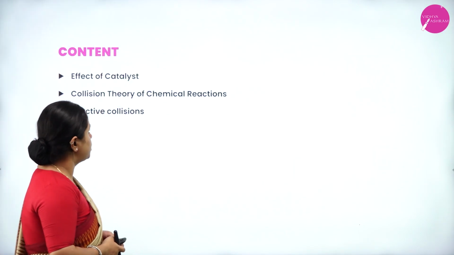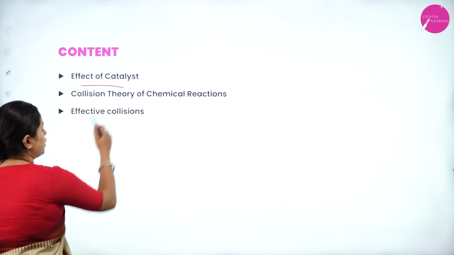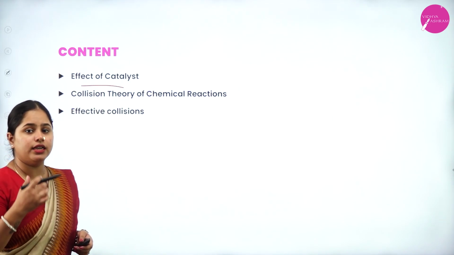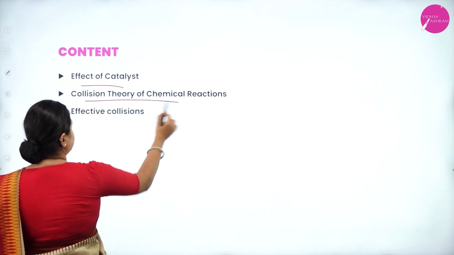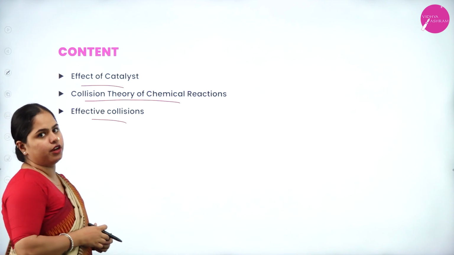So today I'm back with the last session of the chapter Chemical Kinetics. In the last session we discussed the temperature dependence of the rate of the reaction, what is the Arrhenius equation, what is activation energy, as well as the qualitative increase in reaction rate with temperature. In today's session we are going to study the effect of a catalyst, how the addition of a catalyst changes the rate of the reaction, as well as the collision theory of chemical reactions and what are effective collisions.